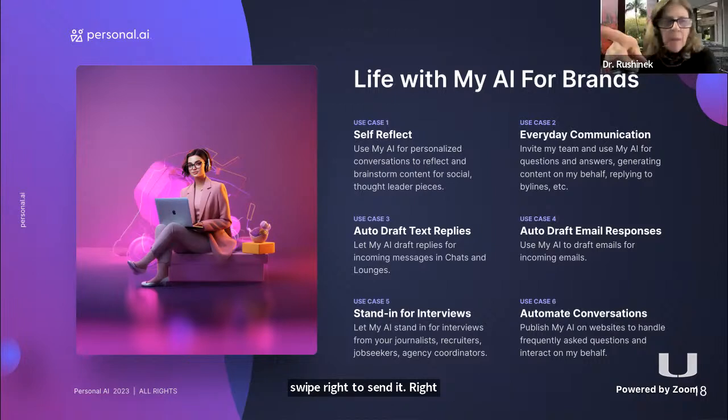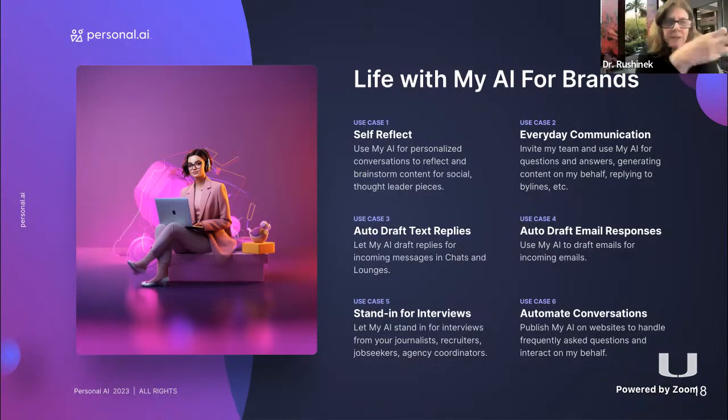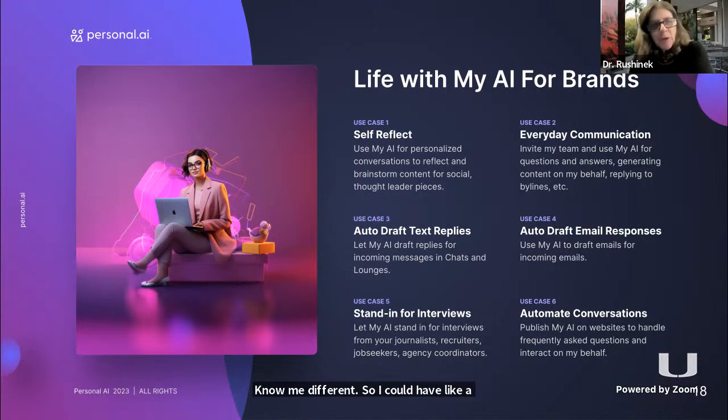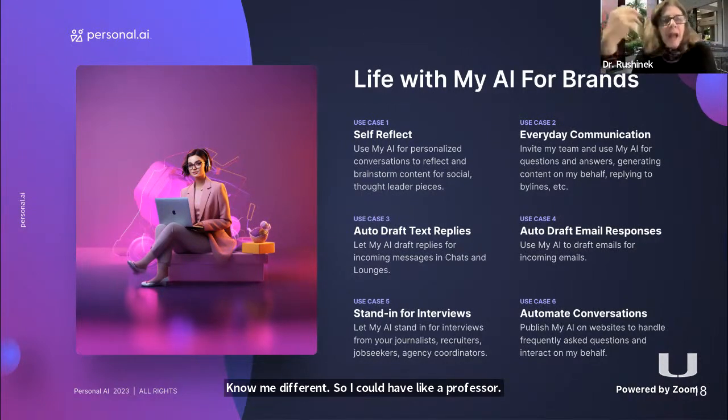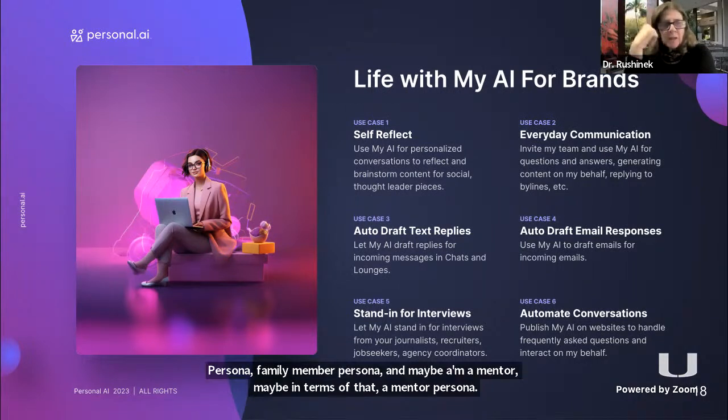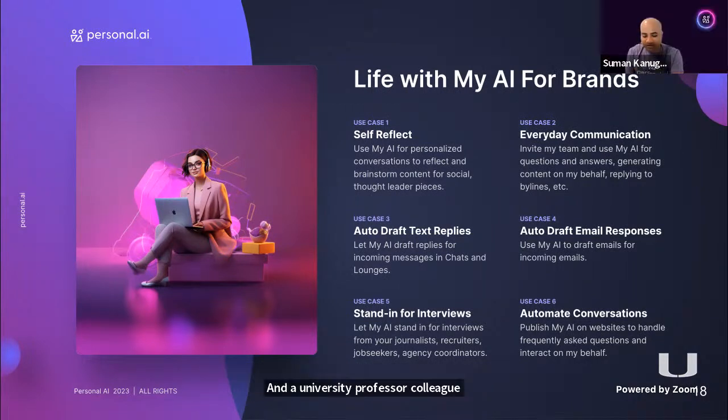Let me just interrupt. So for instance, my family knows me differently than my students know me, and differently than my colleagues know me. So I could have a professor persona, a family member persona, maybe a mentor persona, and a university professor colleague persona. Is that a fair case?